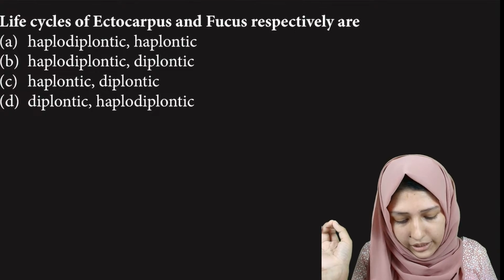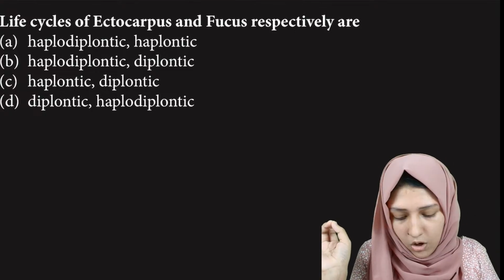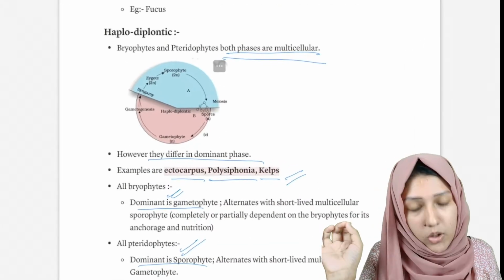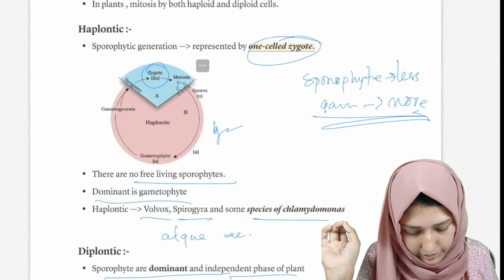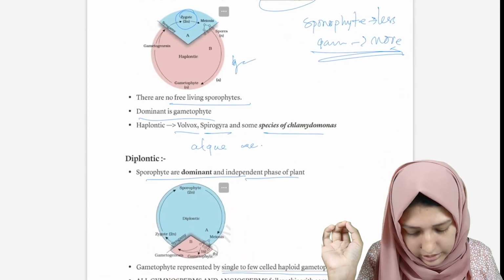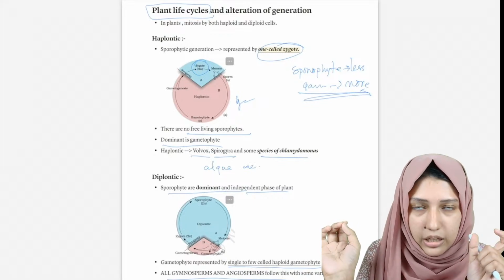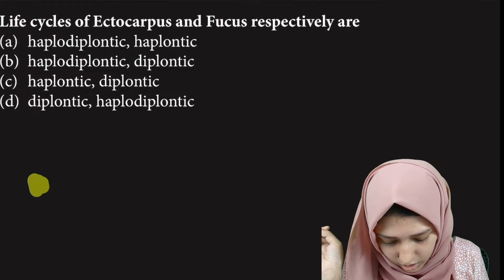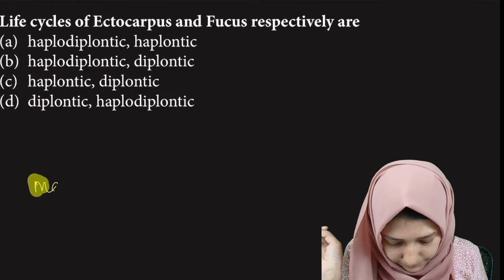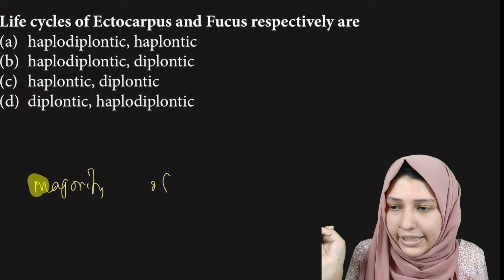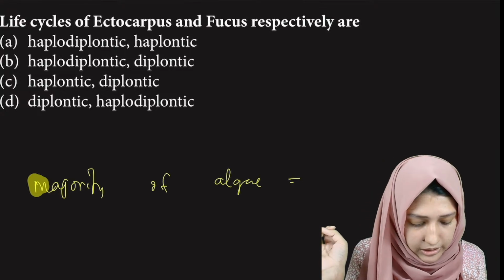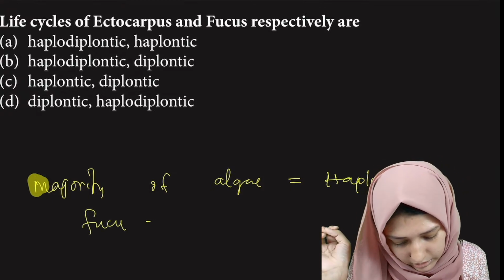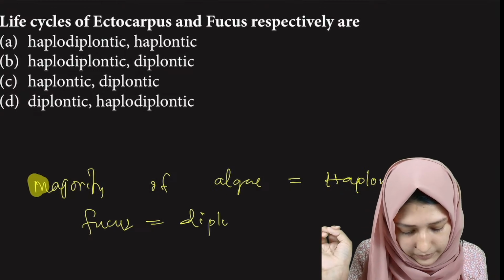Okay, life cycles of Ectocarpus and Fucus are respectively. We have studied that Ectocarpus is haplodiplontic and Fucus is diplontic. So this is a special case, as most of the algae are haplontic. Just note it down: the majority of algae is haplontic, but Fucus is diplontic.